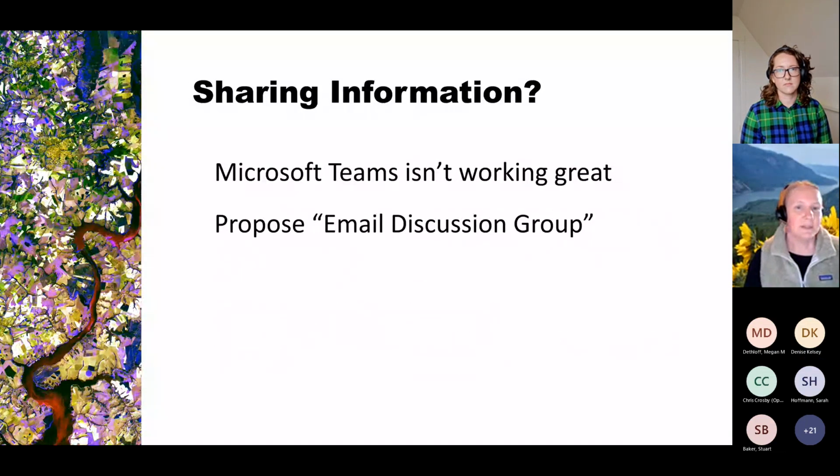All right, the other thing I wanted to talk to you about is information sharing. In all the communities of practice that I'm involved in, people want a way to communicate, to share information, and to get advice from folks with more experience. So in an attempt to meet that need for the Remote Sensing Forum, we gave Microsoft Teams a try. For several reasons, it's just not working great, and honestly, it's really not being used. So we're proposing that we try something new, an email discussion group, which is not new technology, but is in theory easier.